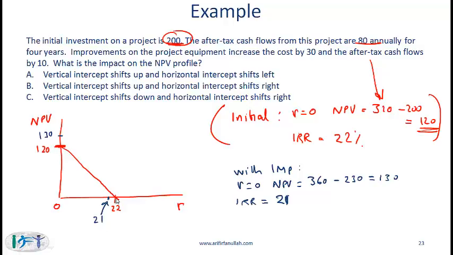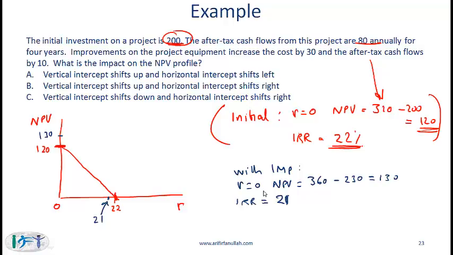The x-axis intercept is the IRR. If you calculate that to the closest whole number, you have 22%. In blue, we show numbers assuming the improvements have taken place. The cost goes up by 30, so the project cost becomes 230. 360 is essentially the new cash flow, which is 80 plus 10 or 90 times 4, 360.